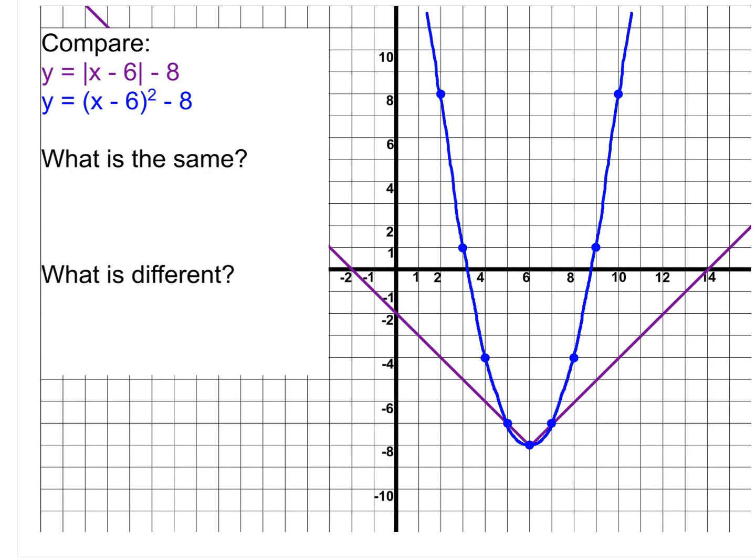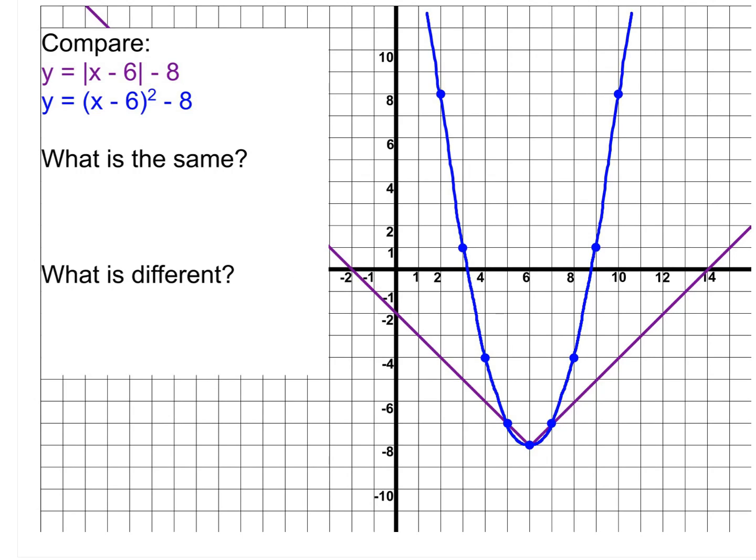All right, so now let's actually take a look at a comparison of the two graphs that we've done here with the same transformations. Both of these were x minus 6, and both of them had a minus 8 hanging on the end. It's just the first one that we graphed today was absolute value, and the second one we graphed today was x squared. So what is the same and what is different about these two graphs? Well, what all is the same?